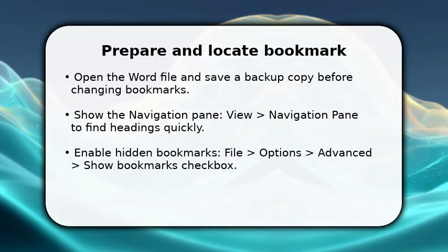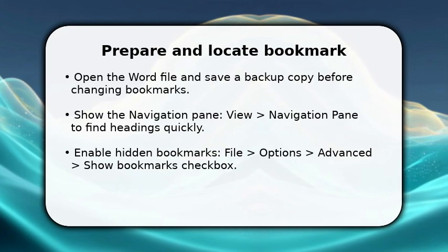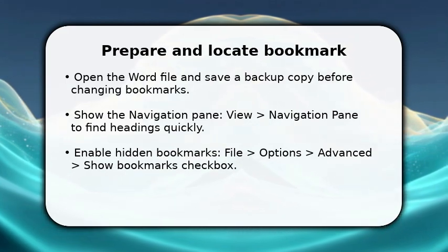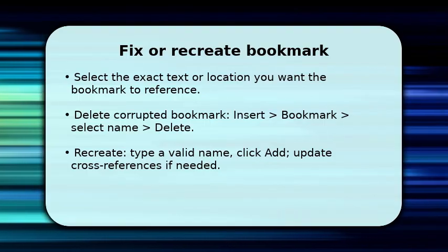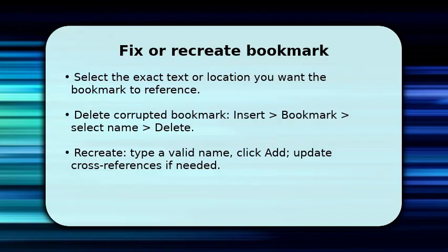Make sure to note the exact bookmark name, since Word is case-sensitive about names, when you edit or recreate it. With the location identified, select the precise text or insertion point you want the bookmark to reference. Selection prevents empty bookmarks. If the bookmark is corrupted or missing, delete it from Insert Bookmark, because repairing a bad anchor often fails. Then recreate it by entering a concise name and hitting Add. Word now anchors to the selection.